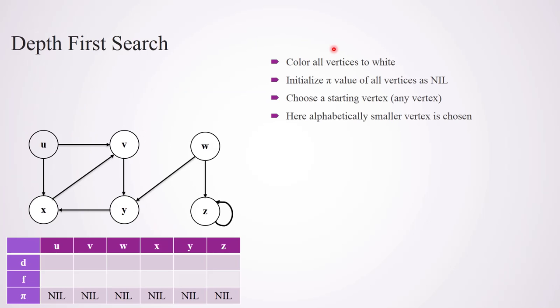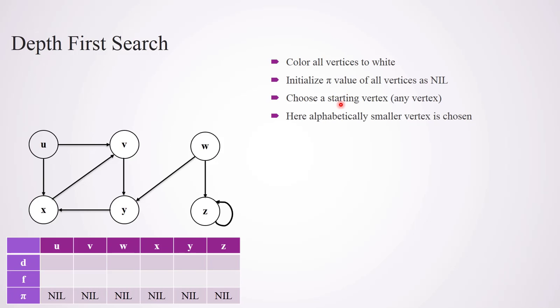Here's an example. First step is to color all vertices white. Here I have 6 vertices. I have colored all 6 vertices white. Initialize the pi value of all vertices as nil. Pi is the parent vertex. So initially the pi value is initialized with nil. Pi of u is nil, pi of v is nil, similarly up to pi of z is nil.